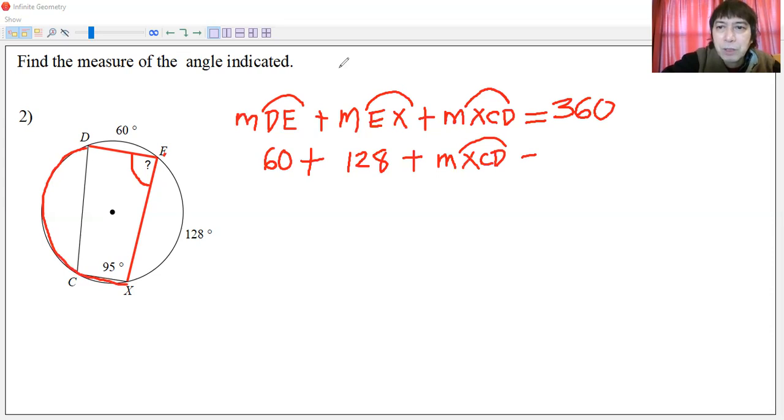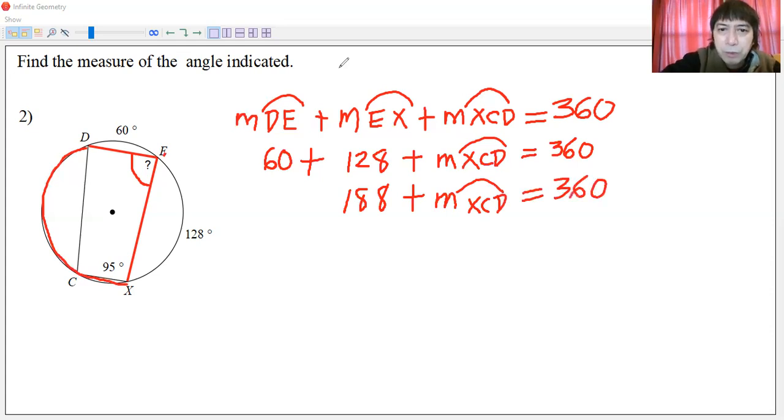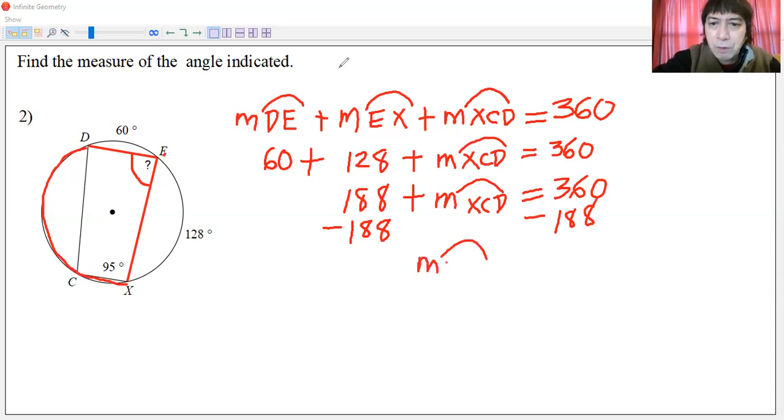And this equates to 360. All right, the sum of 60 and 128 is 188, plus the measure of arc XCD is equal to 360. We shall now subtract 188 from both sides. Subtracting from both sides, we have the measure of arc XCD now, and this is equal to 172, okay?